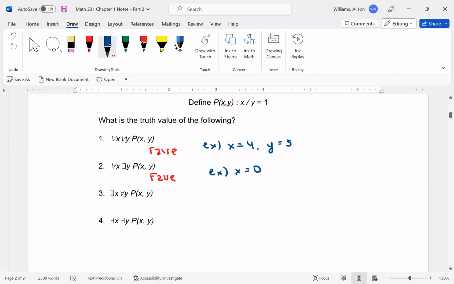Now, there exists an x that when you pair it with y, every single real number, and you divide, you get 1. That's false. It's impossible.